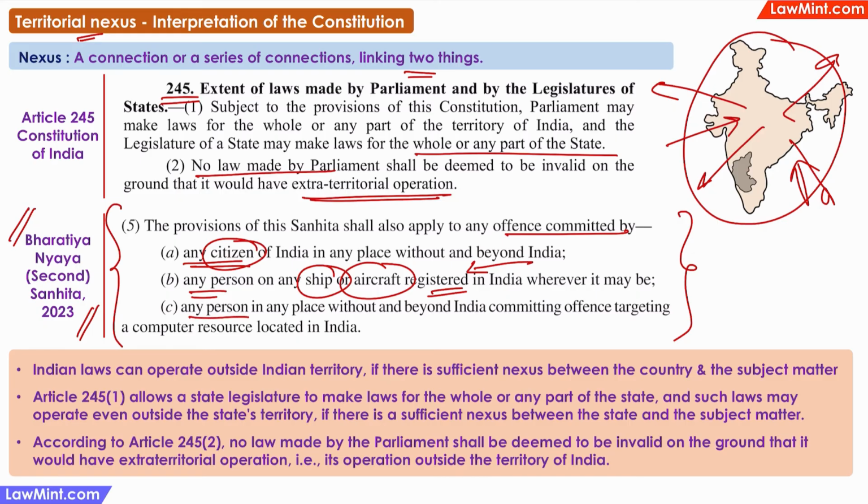Or when any person outside the territory of India commits an offence targeting a computer resource which is located in India. And here, the nexus is that the computer resource is in Indian territory. So, these are some examples of territorial nexus.